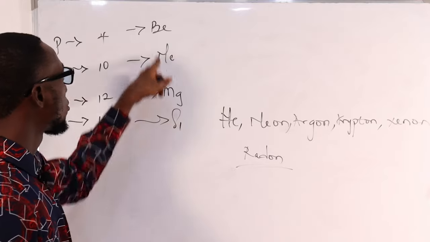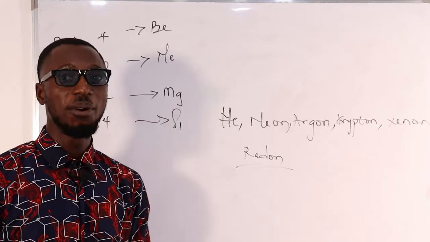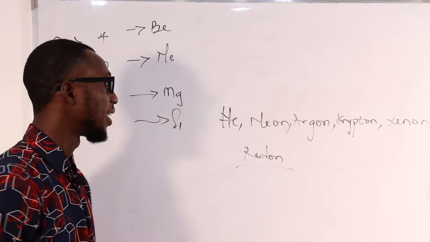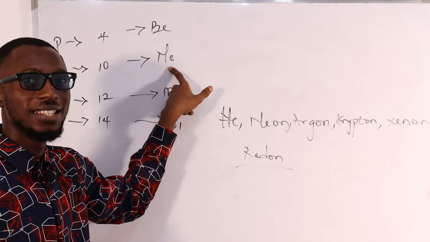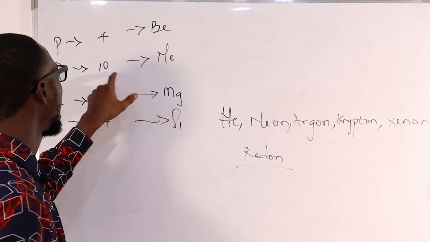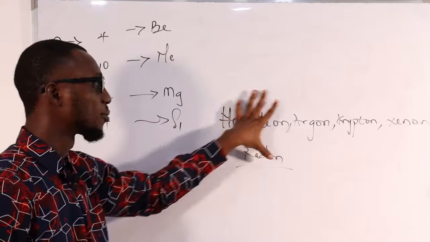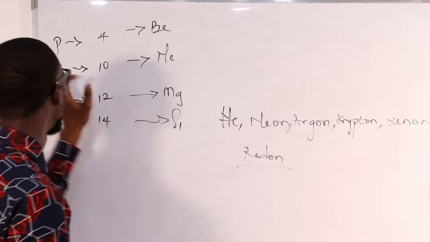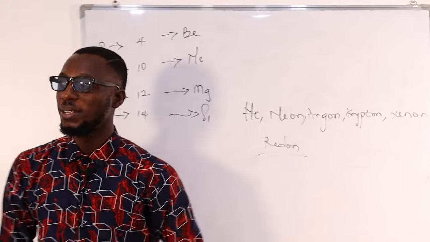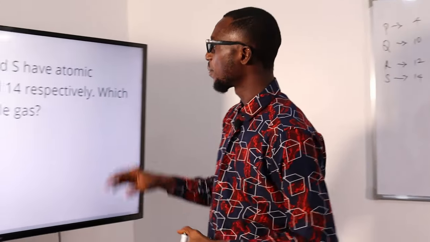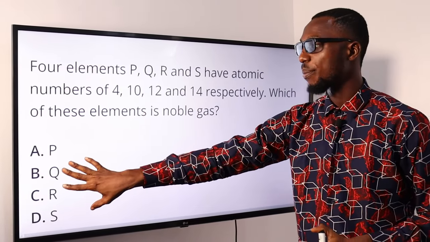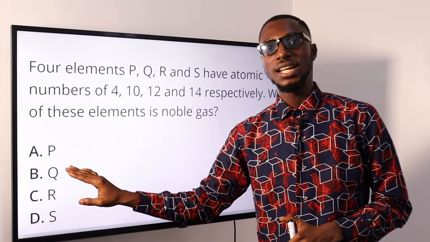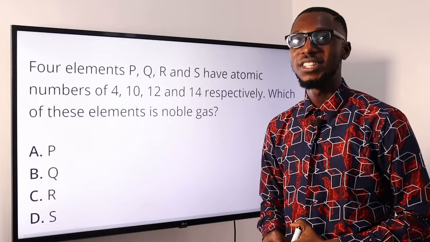So if we look through all of the information provided, we'll see that the correct answer is the element neon with atomic number 10. So that is element Q. It belongs to the noble gases. So Q is the correct answer. So let's go back to the screen and select the correct option. Which of these elements is a noble gas? That is option B for element Q, which is identified as neon. Neon is the correct answer, option B.